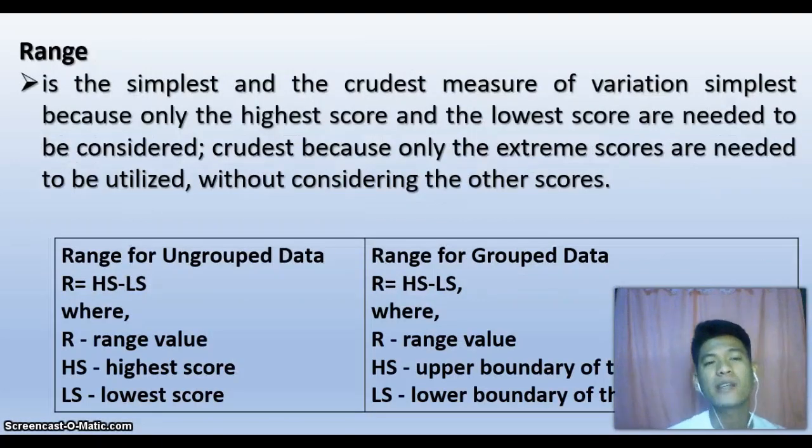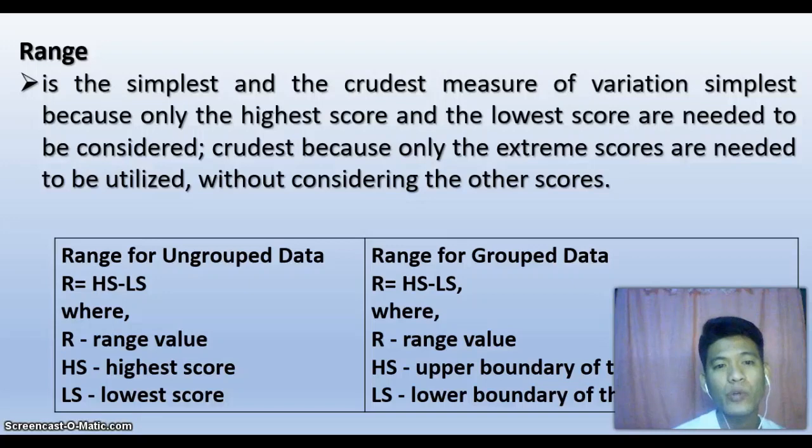So the range is the simplest and the crudest measure of variation. Simplest because only the highest score and the lowest score are needed to be considered. Crudest because only the extreme scores are needed to be utilized without considering the other scores. In a set of scores, you just take the highest score and the lowest score, subtract it, and that will be the range.